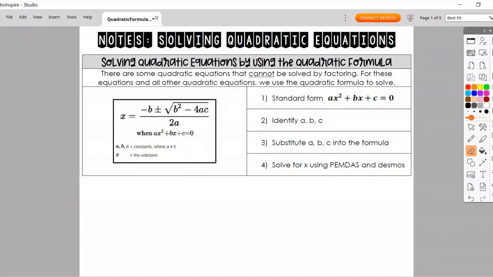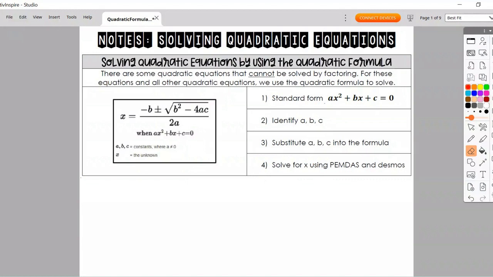Luckily, the quadratic formula will be given to you on the SOL formula sheet, but it is x equals negative b plus or minus the square root of b squared minus 4ac all over 2a. And it only is going to happen when ax squared plus bx plus c is equal to 0.